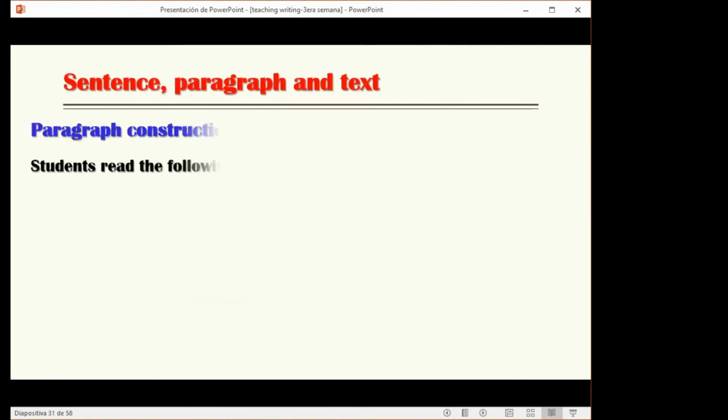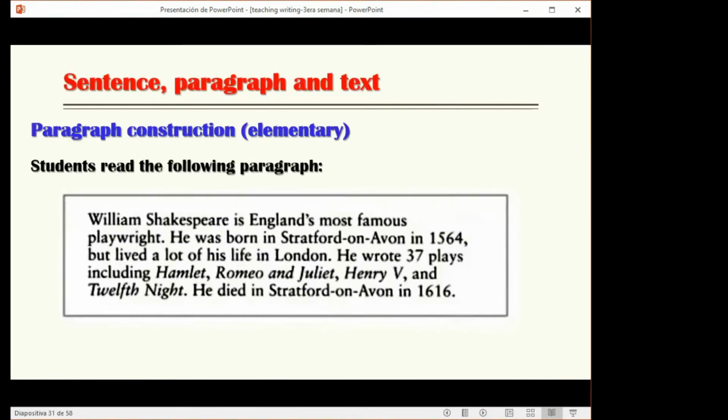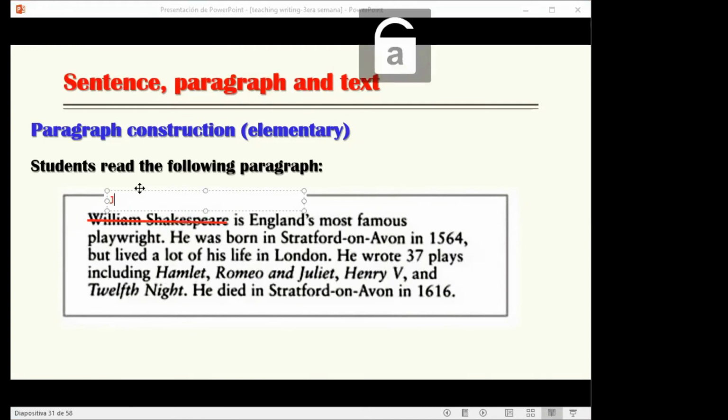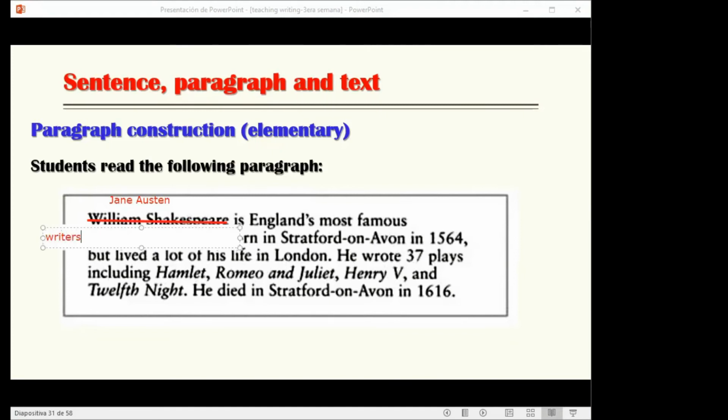That's why you give the model. Instead of William Shakespeare, Jane Austen, no? So they could write something like this, no? So maybe they write here, instead of this, they write Jane Austen. Is England's most famous, oh no, playwright? No, playwright is not here. Writers, yeah, writers. And notice they are substituting.